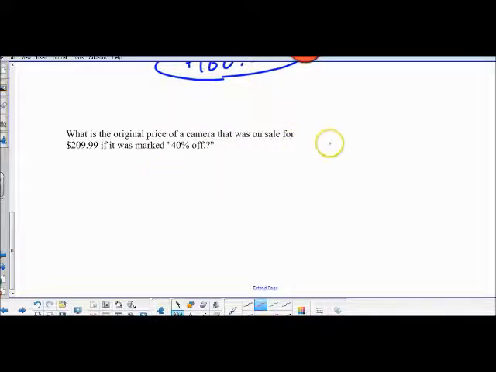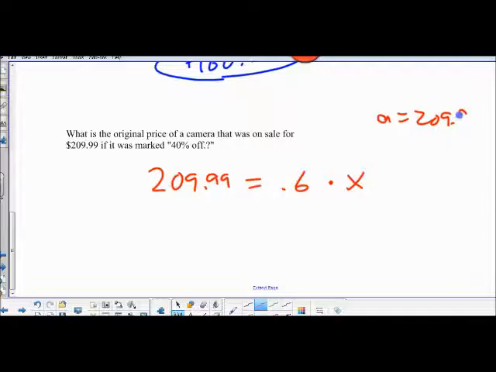So the 209.99 is 60% of the original price. All right, that's not going well.